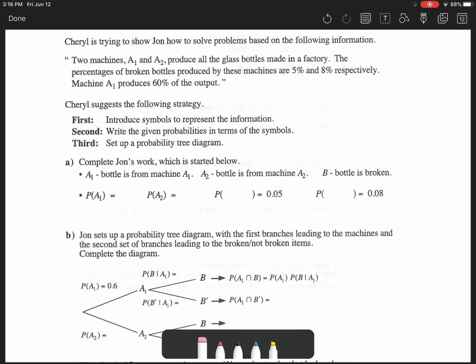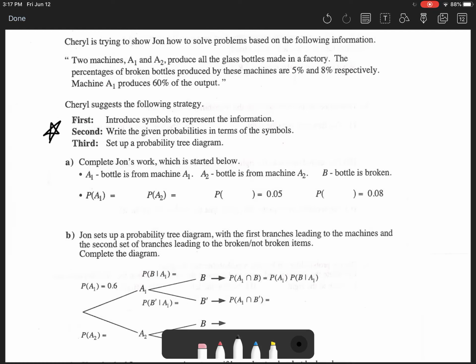First, introduce symbols to represent the information. Second, write the given probabilities in terms of the symbols. And then third, set up a tree diagram. So again, those are kind of your notes for this section. These are the steps you're going to want to do when you are trying to set up a tree diagram, whether it is for a situation with dependent or independent events. It doesn't matter. Those are always good rules to follow.